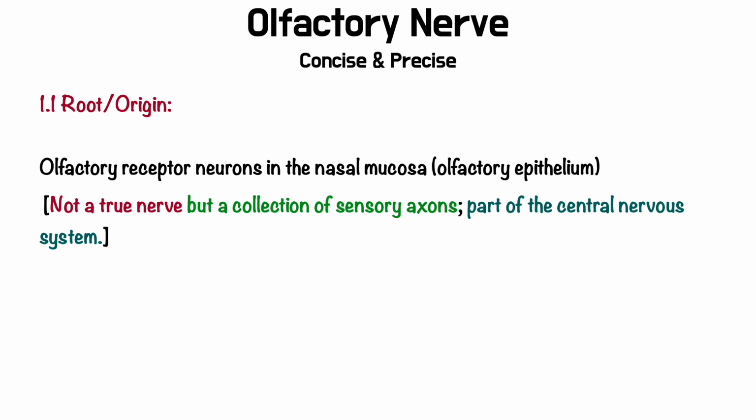The root or origin of the nerve starts from olfactory receptor neurons in the nasal mucosa, that is olfactory epithelium. So the one true high yield point that you have to remember is that olfactory nerve is not a true nerve but a collection of sensory axons, and it is a part of central nervous system, and that is why this nerve does not have any branches out of the skull, out of the brain, right?